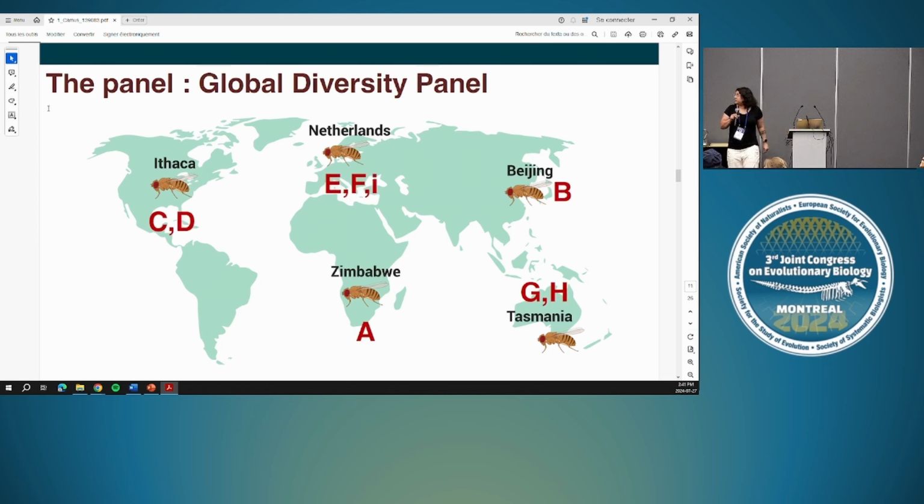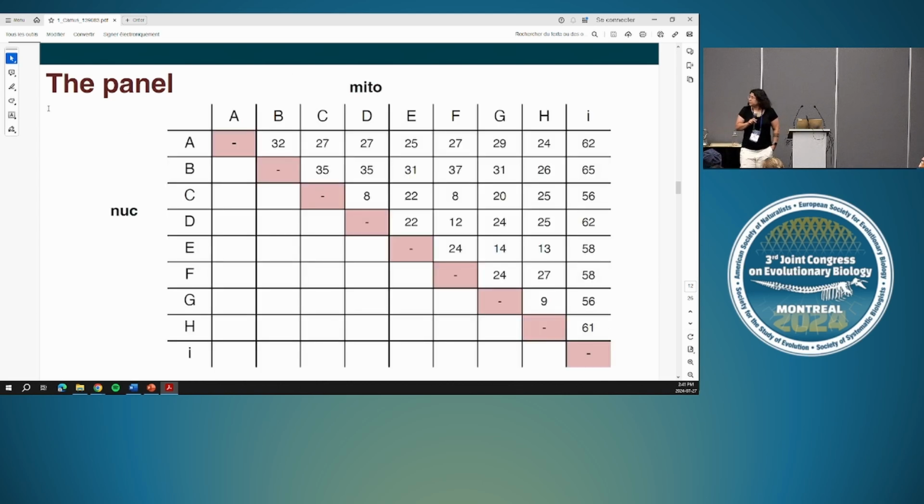And so we took advantage of this. We selected 9 out of these 100-something fly lines, and we targeted lines that had quite diverged mitochondria and nuclear genomes so that we could maximize our chances of finding different things. And what we ended up doing is we created that summer a big panel of flies where we coupled every possible nuclear genome to every possible mitochondrial haplotype.